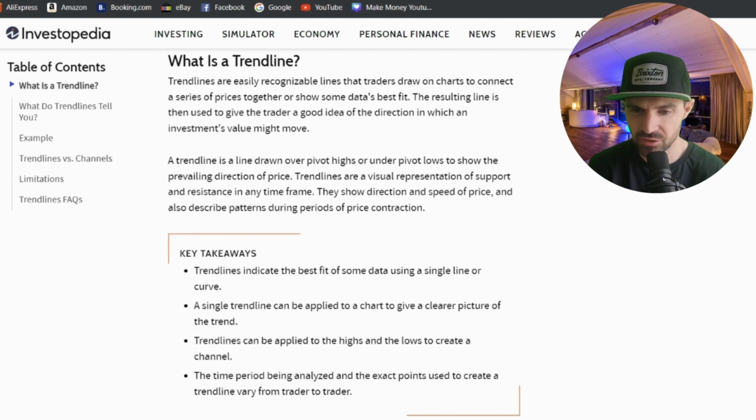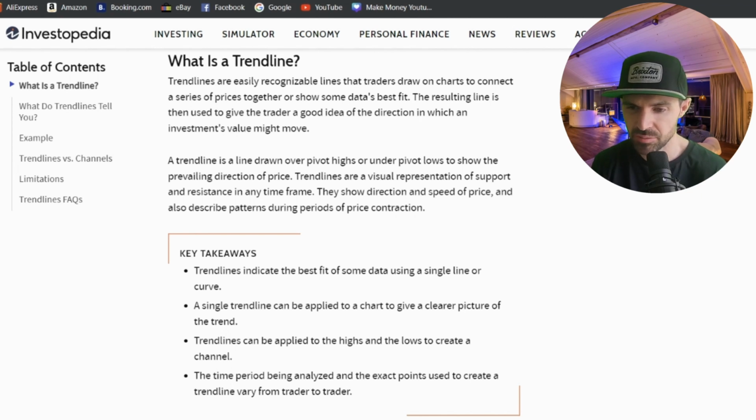A trend line is a line drawn over pivot highs or under pivot lows to show the prevailing direction of price. So the pivot highs or pivot lows would be either the peaks in price or what I like to call the troughs. So the high peaks would be the higher highs, and then the troughs would be the lower lows. Trend lines are a visual representation of support and resistance in any time frame.